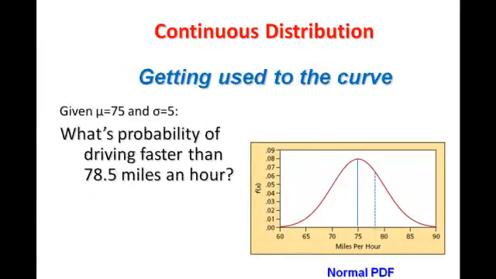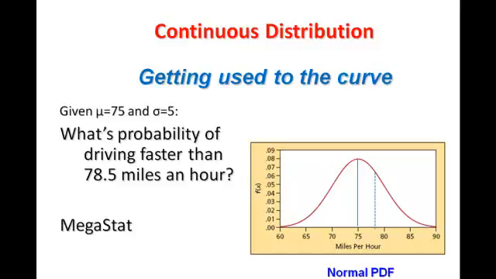So we're still getting used to this curve. Remember the earlier question that I asked you? I said, given a mean speed of 75 and a standard deviation of 5, in miles per hour, what is the probability of driving faster than 78.5 miles an hour?